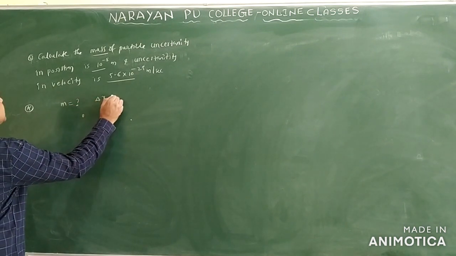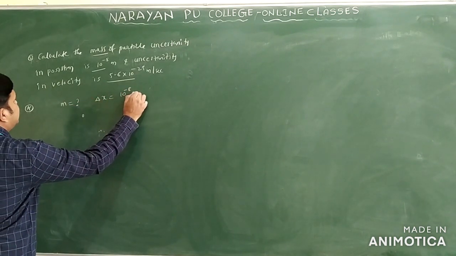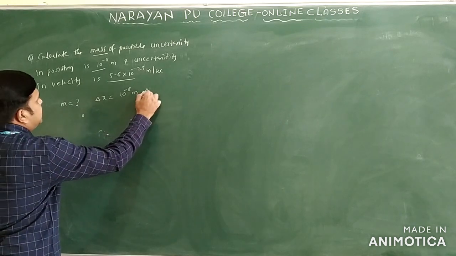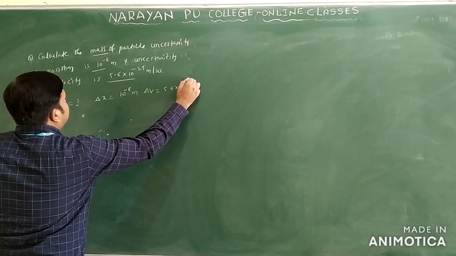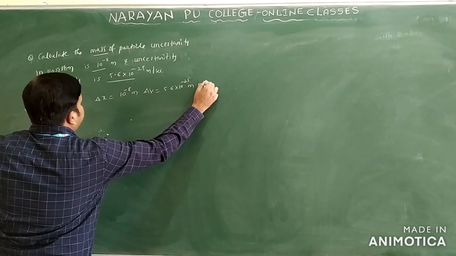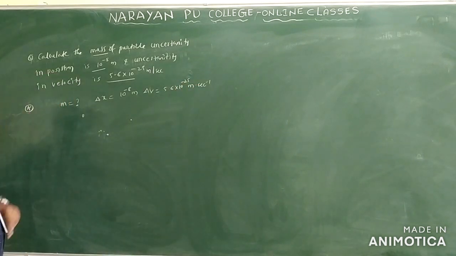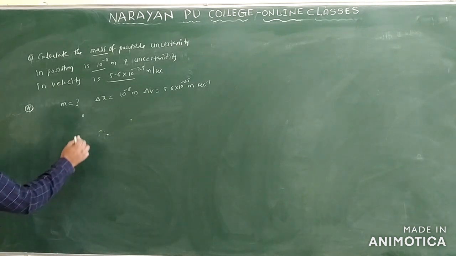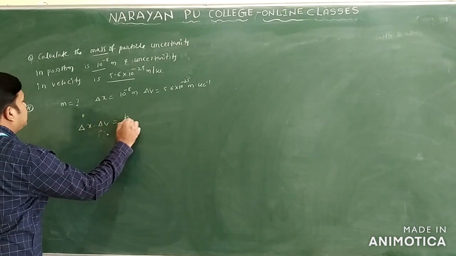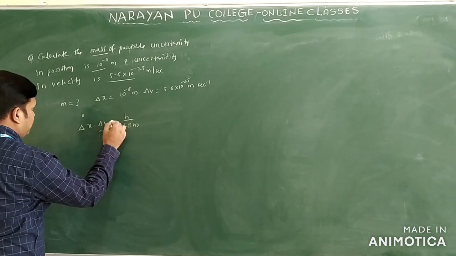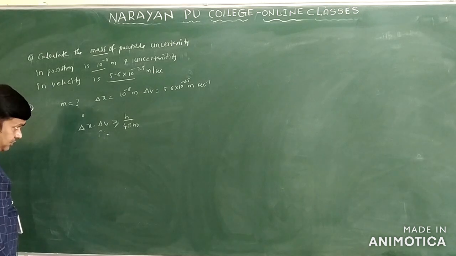Uncertainty in position, that is delta x, is given as 10 power minus 8 meter, and uncertainty in velocity is given as 5.6 into 10 power minus 25 meter per second. This problem is based on the Heisenberg uncertainty principle. What is the formula we have? Delta x into delta v is equal to h by 4 pi m. Generally you take greater than or equal to.